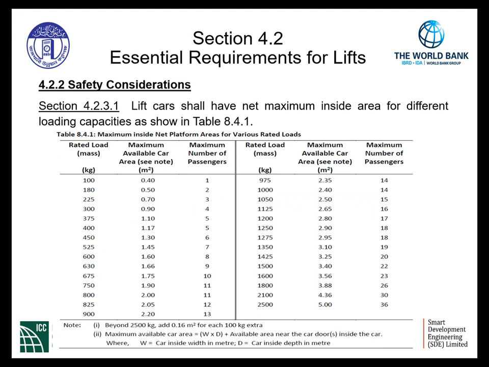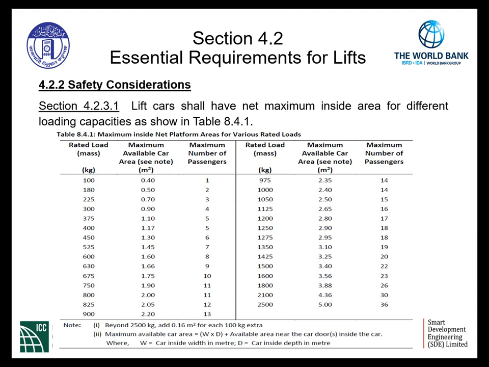Safety considerations is continued by means of section 4.2.3.1. A requirement that references a table regarding various rated loads is given to us here. Lift cars shall have net maximum inside area for different loading capacities as shown in table 8.4.1. As we look at the table below, the first column indicates the rated load in mass, kilograms. The next column is the maximum available car area in square meters. And the third column indicates the maximum number of passengers accordingly.